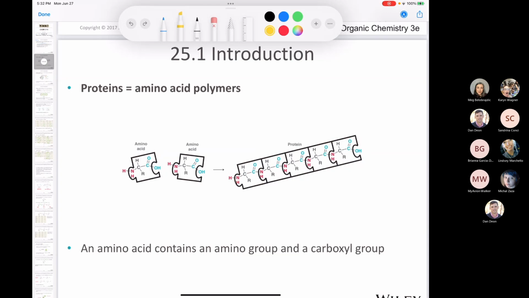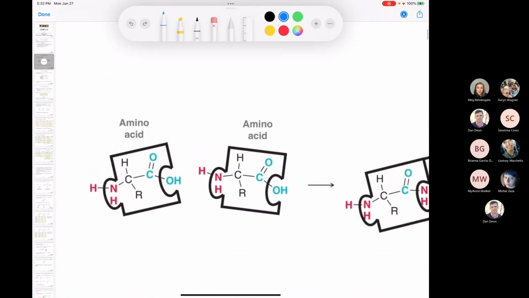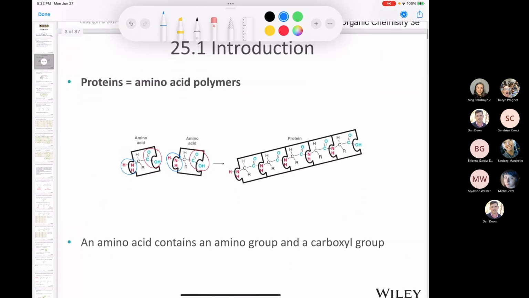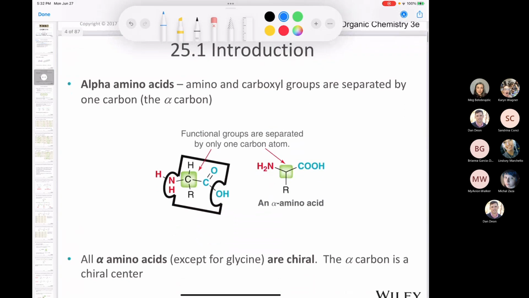But again, an amino acid contains an amino group, and you notice that if you zoom in here, you can see an amino group in the amino acid, and it also contains a carboxyl group. They all have a carboxyl group and an amino group. So amino acids, that's where the name comes from. But like I told you, there's many types of compounds that can have amines and acids present in them. However, the ones that we're concerned about in this class are the alpha amino acids.